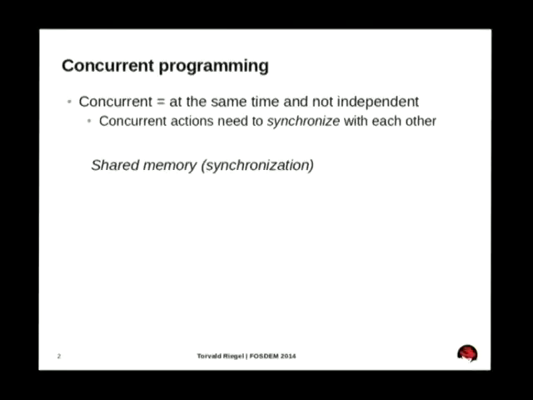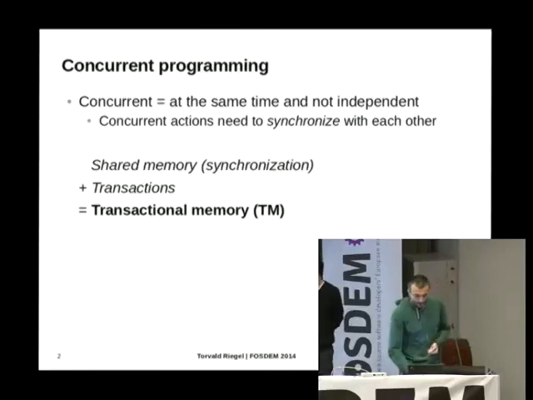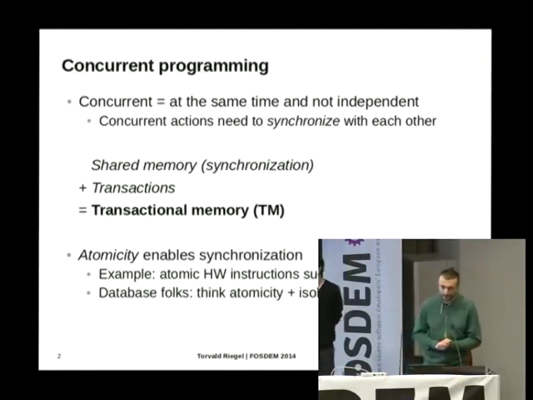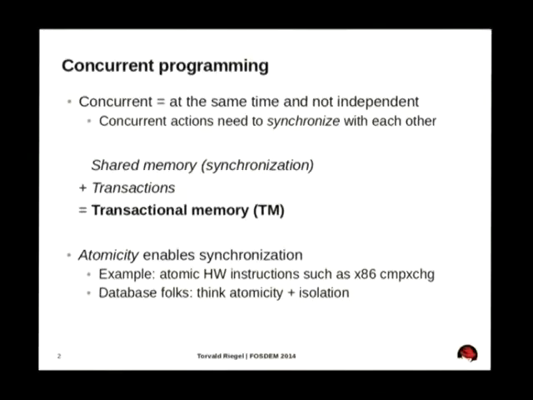And when we look at multi-cores, for example, we have shared memory, so shared state. And we need to synchronize on a shared memory, so we have this thing called shared memory synchronization. Then you add transactions, and then you get the name transactional memory where it comes from. Another concept that is very important is atomicity. In the context of shared memory synchronization, atomicity means that something happens as an indivisible step. If you're a database person, think about this as atomicity and isolation combined. And this is why we have hardware instructions such as x86 compare exchange.